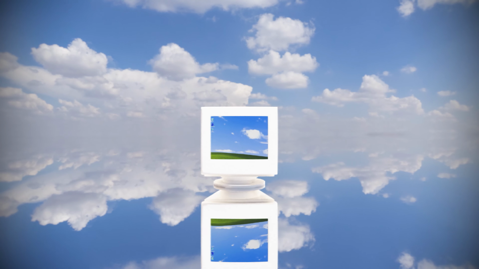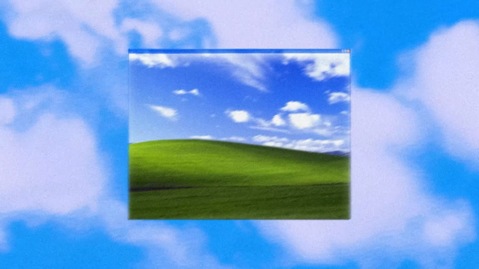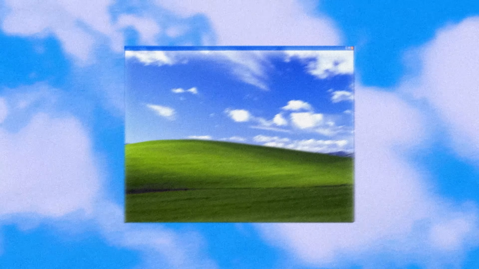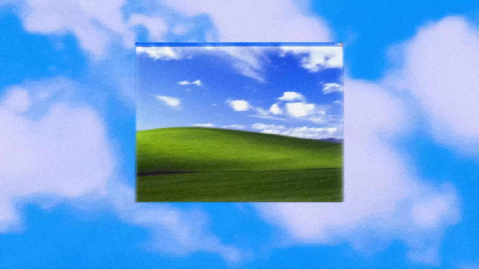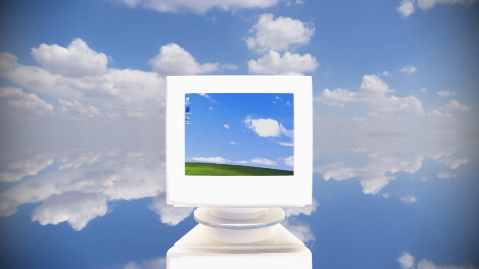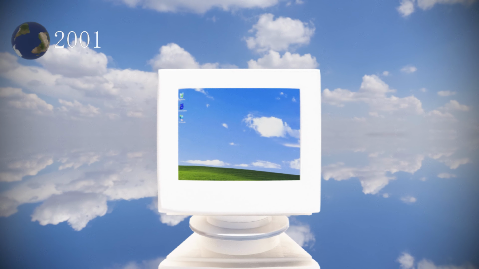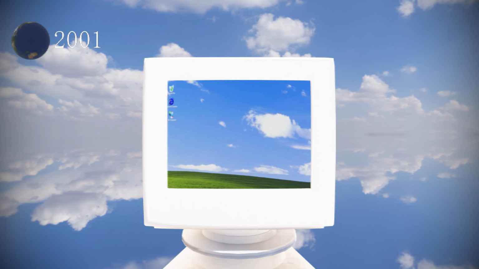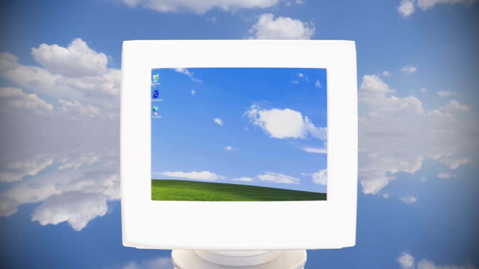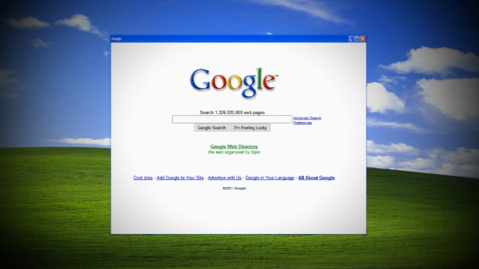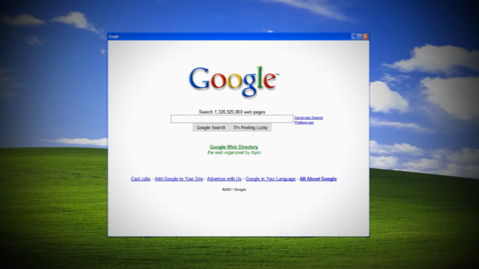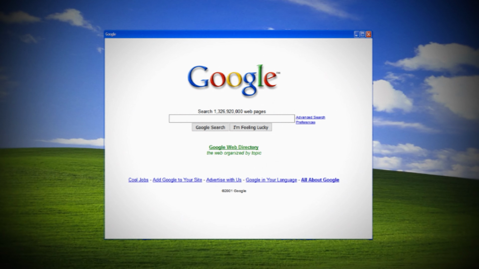Some of you might recognize this image. It's called Bliss, and it's the most viewed image in the world with 1 billion views. It's the default wallpaper of Windows XP, an operating system released in 2001. Back then, the internet was a vastly different place. Sites in their infancy, primitive compared to now.